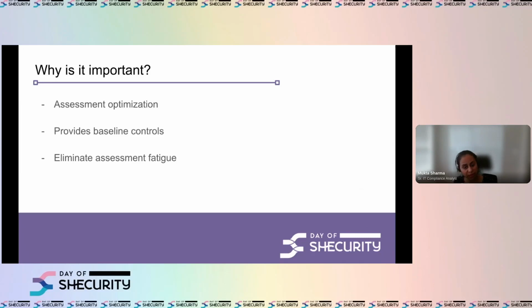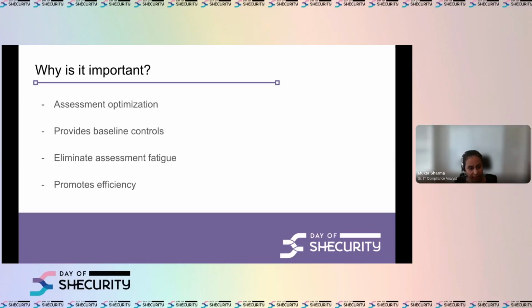The other thing is it eliminates assessment fatigue. You are not again going to your engineering team and re-asking for the same set of questionnaires, the same set of evidence, the same thing back and forth. It's more of helping you streamline your efforts. It promotes efficiency because you are aggregating all the control requirements, correlating them, and rationalizing them, and this will help your organization accelerate in achieving their security compliance goals.